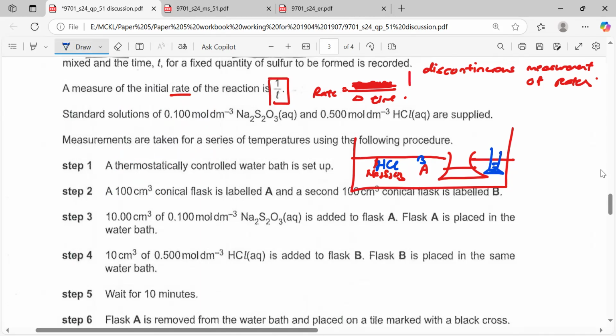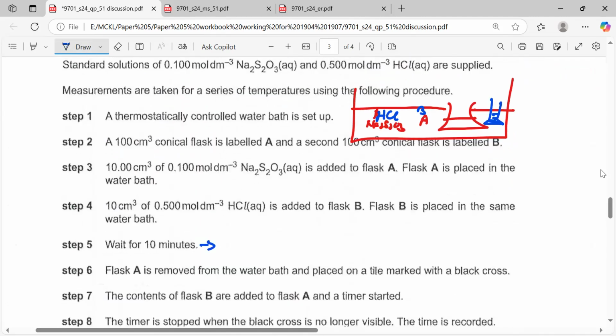So you wait for 10 minutes. I suppose this is to ensure that they equilibrate the reaction temperature with the water bath temperature, to ensure that they hit whatever temperature you intended on the water bath. Now step 6, flask A is removed from the water bath and placed on a towel marked with a black cross. So we need to transfer flask A. This is like the top view. You have an X and you put your conical flask here. That is your flask A. You take it out from the water bath.